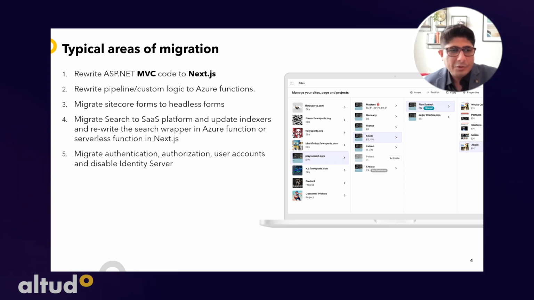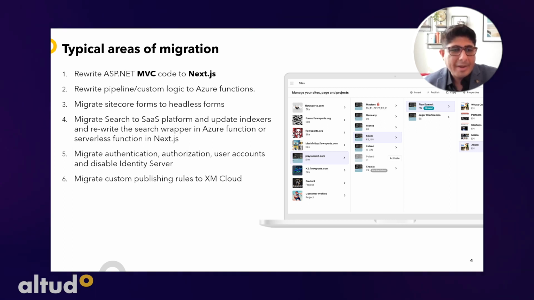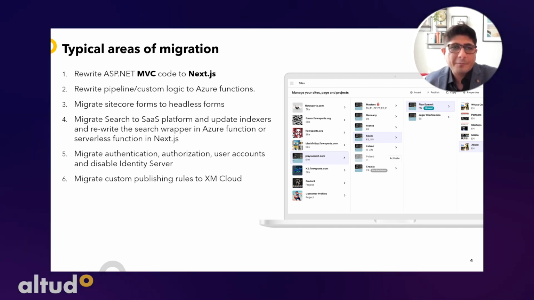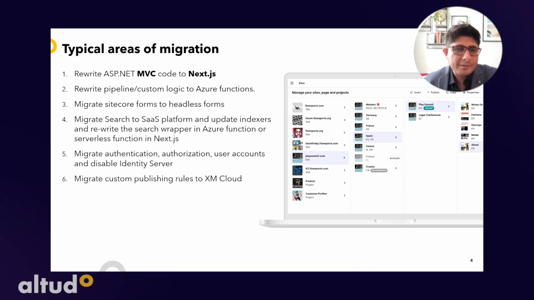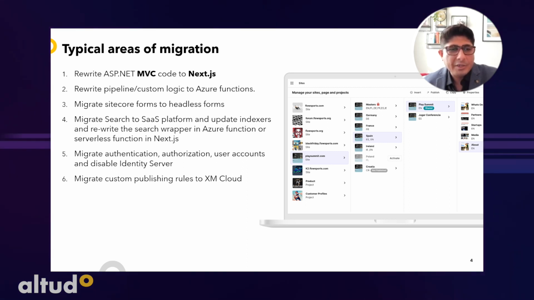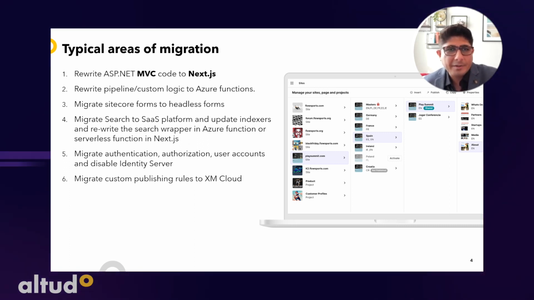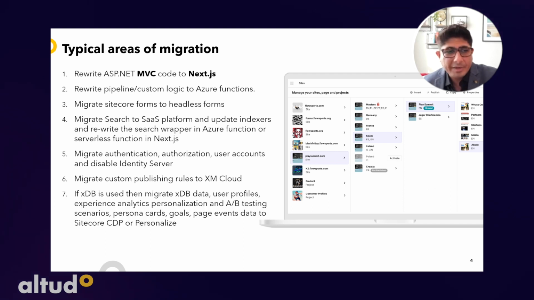Next, you need to migrate your authentication, authorization, and user accounts, and disable the identity server. And then migrate custom publishing rules to XM Cloud. And this again totally depends on where you're coming from. If you are coming from Sitecore 8.x or 9.x, maybe there are bigger changes. We may not be able to migrate things as is using serialization. You need to think of setting up based on the exact needs in the new system. So the approach may differ based on the level of jump we are taking.